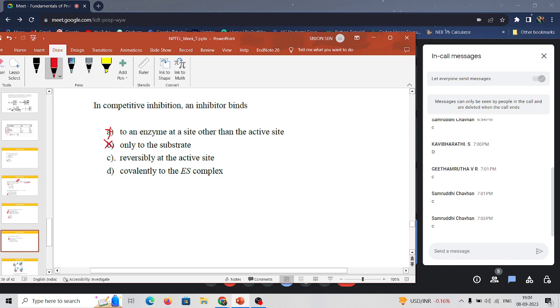No, it is going and binding reversibly at the active site but not to the complex, because there is a competition that is going on between the inhibitor and the substrate. So it can bind reversibly at the active site. So first the inhibitor might go and bind, and then when there is an increasing substrate concentration, the inhibitor might get freed off and the substrate goes and binds to the particular enzyme. So option C is the correct answer.